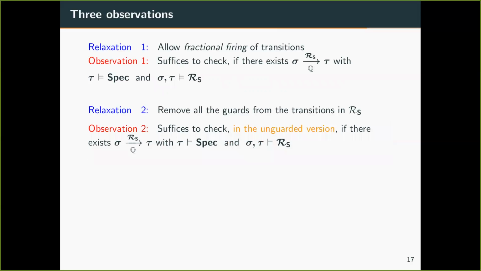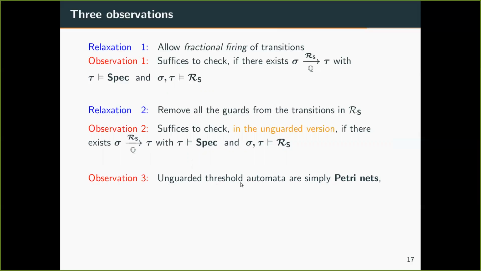And hence it suffices to check that in the unguarded version, that is, in the version where we remove all the guards from all the transitions in RS, if there exists a fractional run from sigma to tau with tau satisfying spec and sigma and tau satisfying RS. Now, putting these two observations together, we have the following.